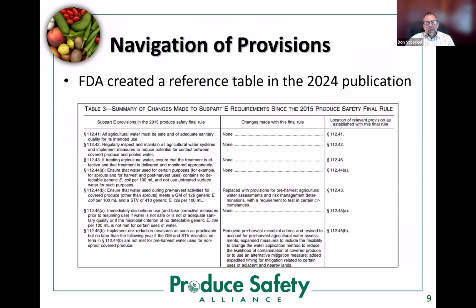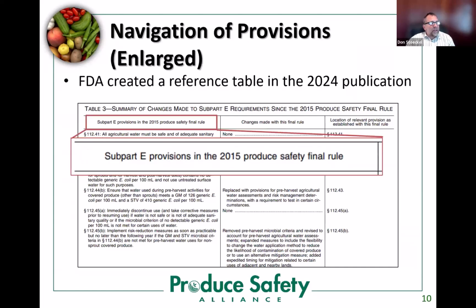Because the provision numbers changed, I want to point out that there's a reference table. Many of us are used to just saying, well, that's in 112.43, that's in 112.47, that one's part of 112.44, or maybe it's just me. I want to make sure you know where it is: within the preamble, there's this table, and it's also on the web page. The first column is what was the provision in 2015.